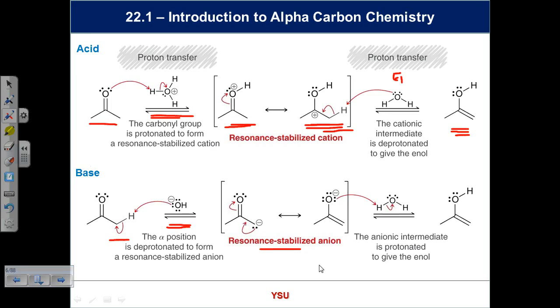Now, the only reason this happens at the alpha position is the fact that it can delocalize into the carbonyl. If you're at the beta position, it's too far away, gamma, way too far away. So it only happens at the alpha position. And these two resonance structures are something that you should be very, very happy with and comfortable with. The idea that we have something that looks like a carbanion and something that looks like an alkoxide, somewhere in between. And in this class, all the chemistry will happen at the alpha position. All the chemistry is going to happen at the alpha carbon.